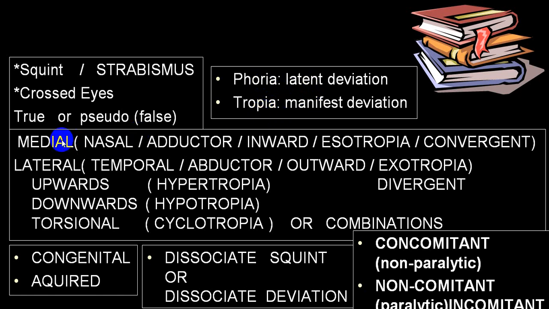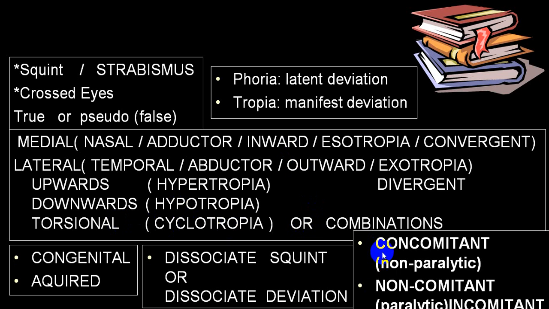For medial, or we call iso, now the common word utilized is iso. You can use medial squint, nasal squint, adductor squint, inward squint or convergent squint. These are the different words utilized. But now the common word utilized is iso. Exo, outward, abductor, temporal or lateral. Upward is also called hyper, downward is called hypo, and torsion is called cyclotropia. Or you can have a combination of the two.